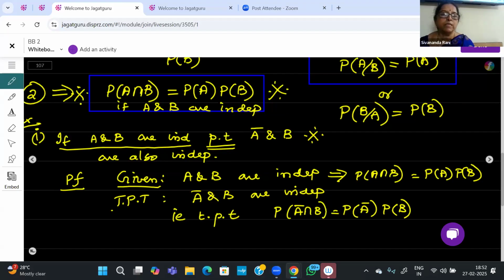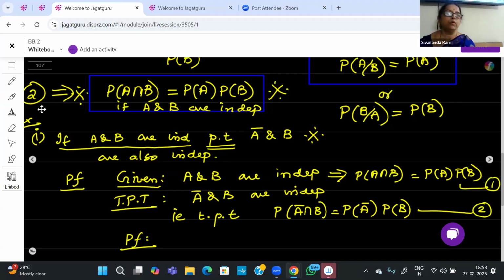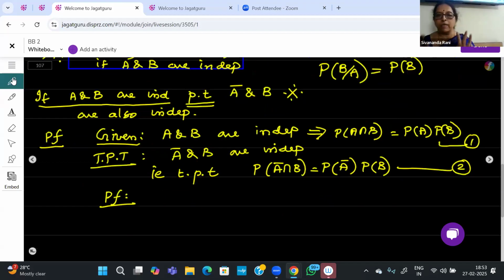What is the best way of proving something? I want to prove something. Call this 2. Call this 1. So I have to try and prove 2. In the process of proving 2, at some point in time, I may have to use equation 1. That comes much later. But in order to prove 2, what is my approach? I will take the LHS of 2 first, and I'll try and prove it to be the RHS, right? That's the best way of proving. So this is nothing but P of A bar intersection B, which is, what did I tell you?